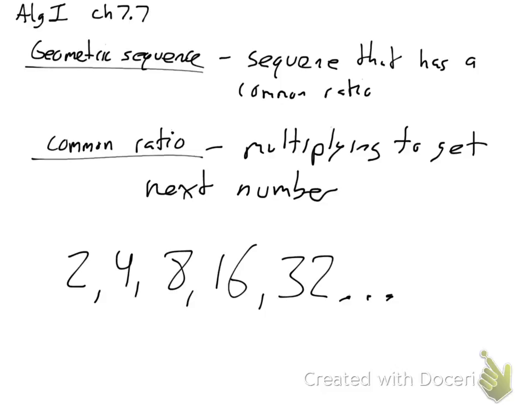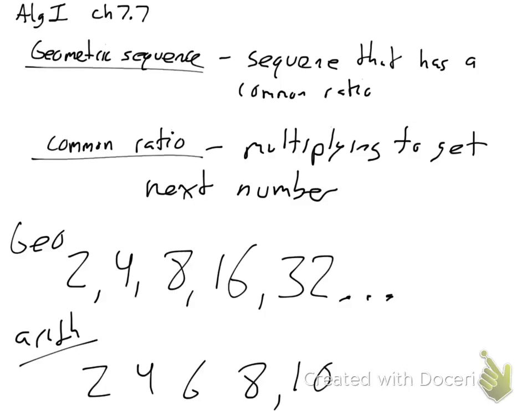Now remember, technically by now we already did arithmetic sequences. And arithmetic sequences go up or down by adding or subtracting. So this is geometric. This is arithmetic. 2, 4, 6, 8, 10. Because I'm adding 2 every time. Okay? So you're going to be looking at a sequence and asked, is this geometric? Or is this arithmetic? Or is it neither?